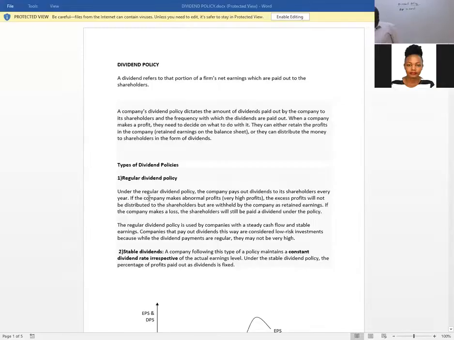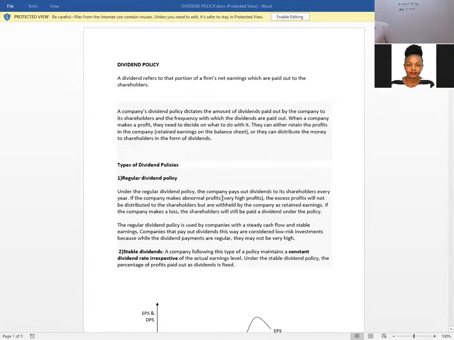Now we have the various types of dividend policies. Ladies and gentlemen, we have what we call the regular dividend policy. You have to take your notes, small notes. Under the regular dividend policy, shareholders at the end of the day will know how much they will be getting even before you announce. Why? Because you are regular with that kind of policy. We are told regular dividend policy.